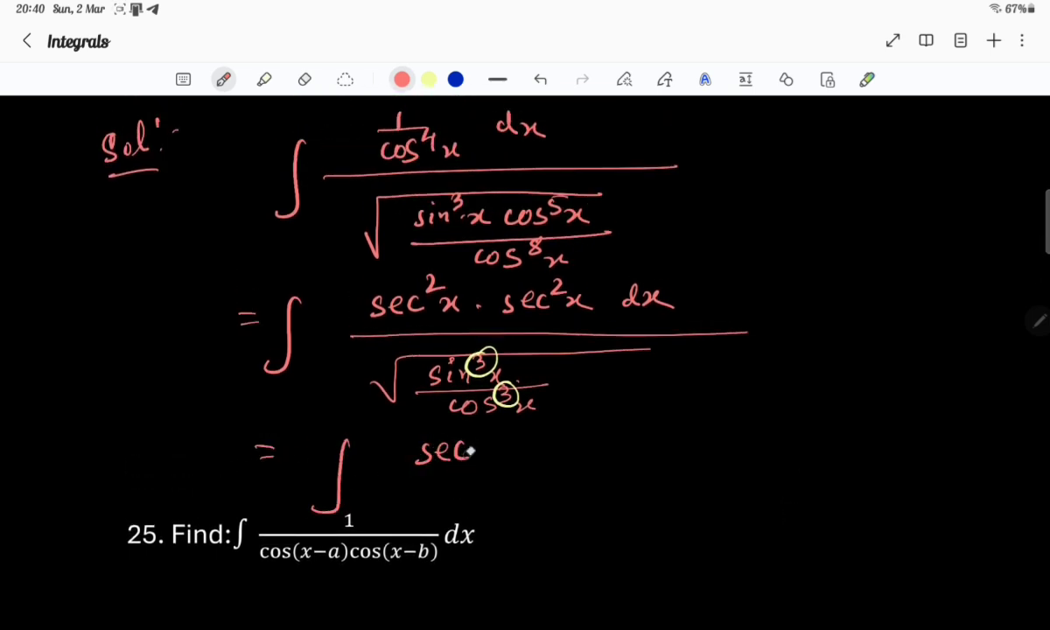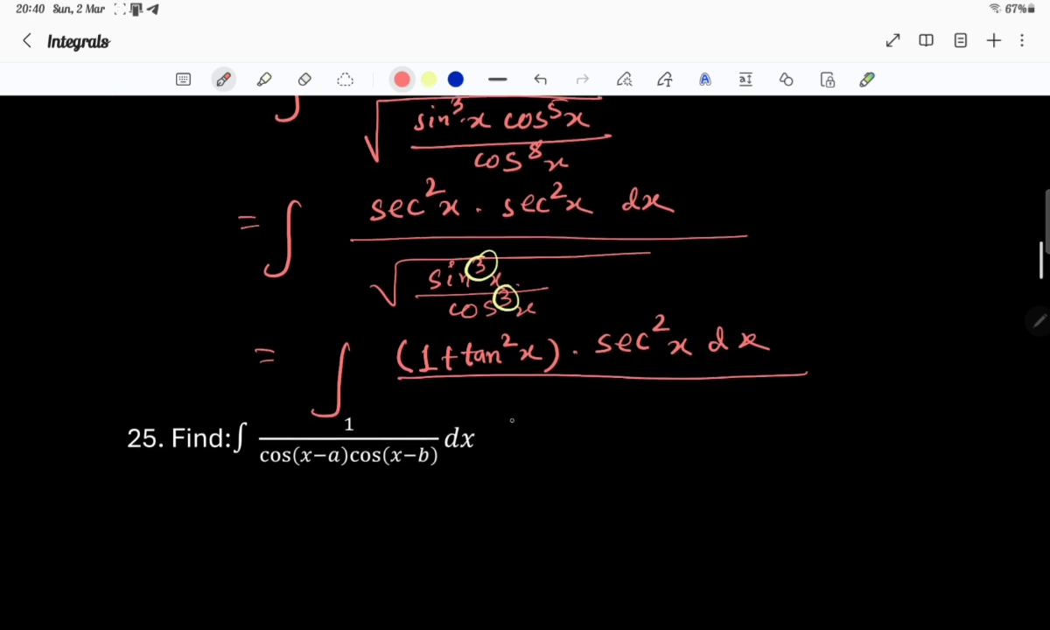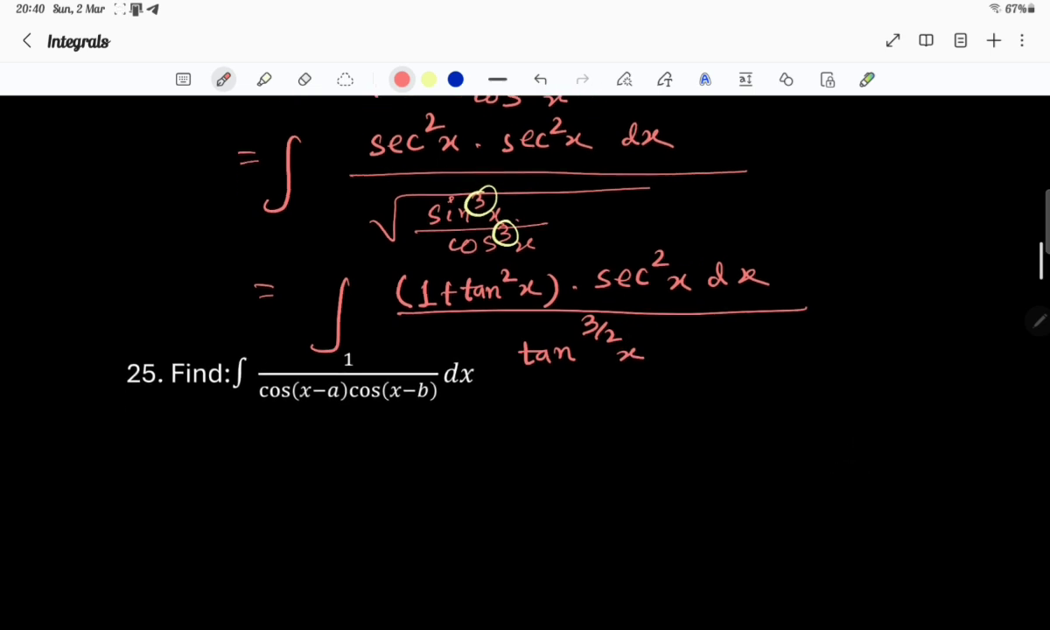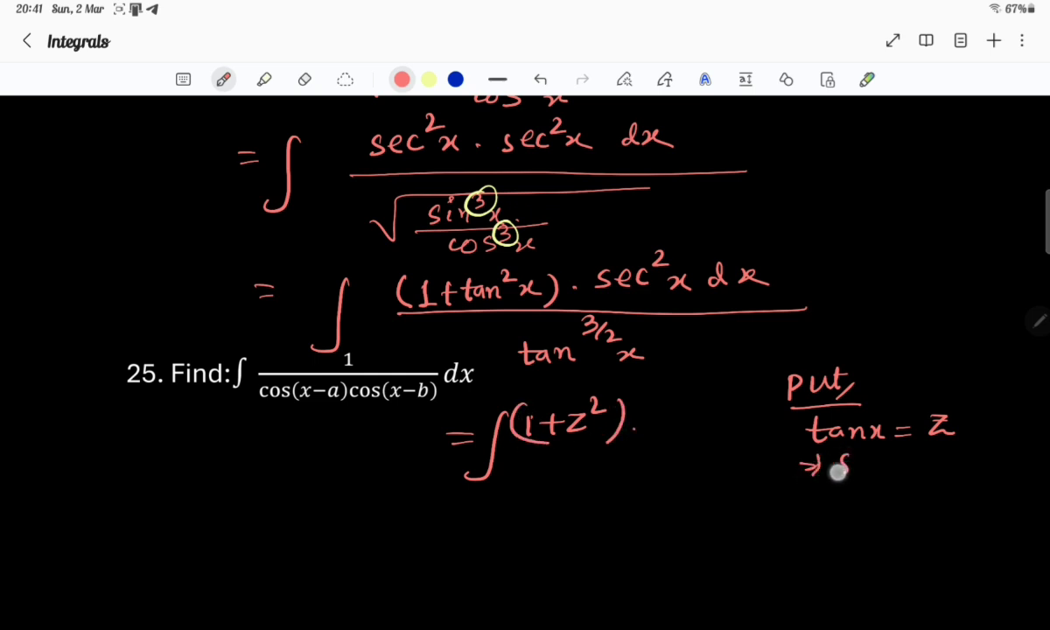Now what is coming? First sec square x you can write 1 plus tan square x, and second sec square x as it is, divided by tan cube x, so tan to the power 3 by 2 x. Now put tan x equals to t or z. If you put tan x equals to z, what will be the integration? 1 plus z square. What is the derivative of tan x? Sec square x dx is equals to dz. So in that case you can write directly dz by z to the power 3 by 2.